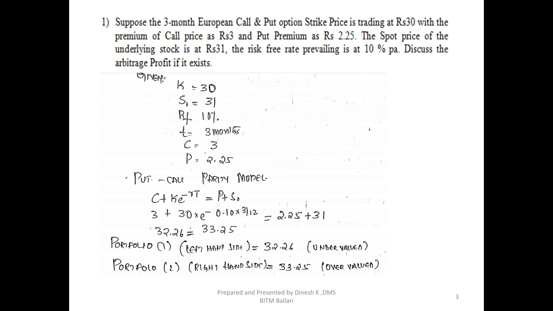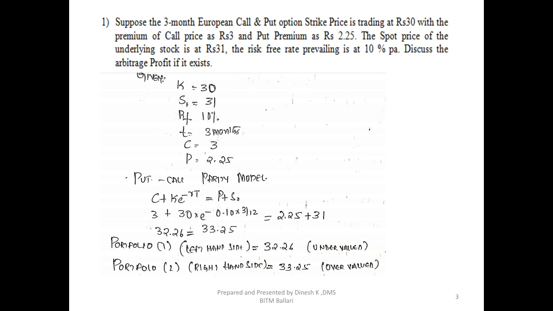So what I will do is, first I will apply the put call parity formula: C plus K into e to the power of minus RT is equal to P plus S naught. So C value, that is call price, is 3 plus K, that is 30 into e to the power of minus 0.10 into 3 divided by 12, equals put price 2.25 plus spot price 31. When I simplify, my left hand side portfolio is equal to 32.26, and the right hand side portfolio value is 33.25.